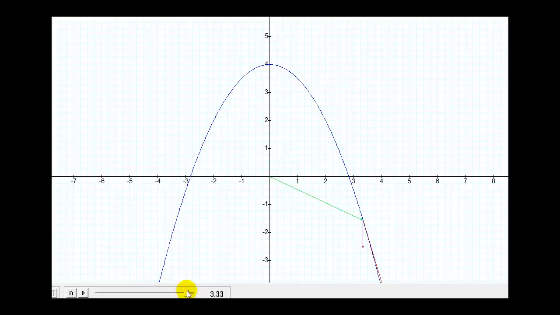So if we pause when t is equal to 1, roughly right here, the velocity vector that we found is this red vector here. Its magnitude, or its length, is approximately 1.4, which represents the speed. And the acceleration vector that we found is this purple vector here.